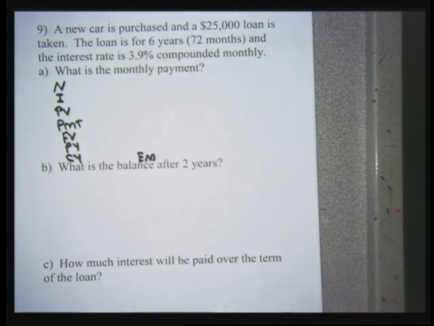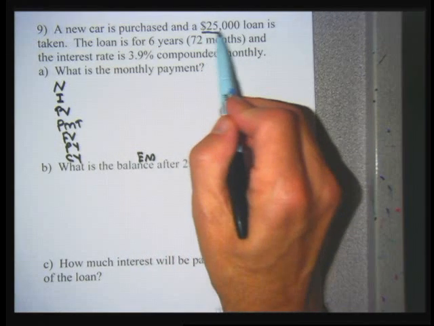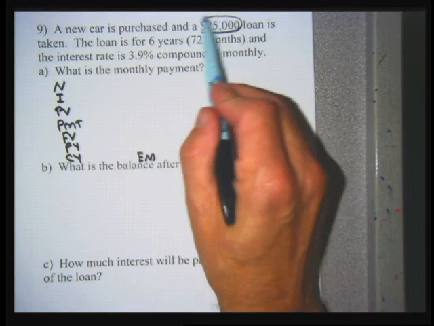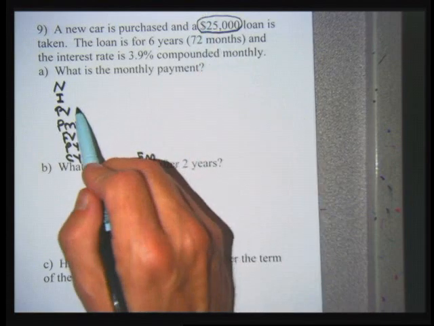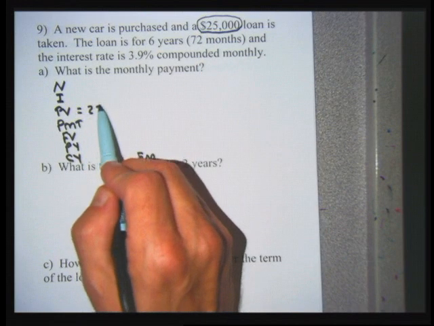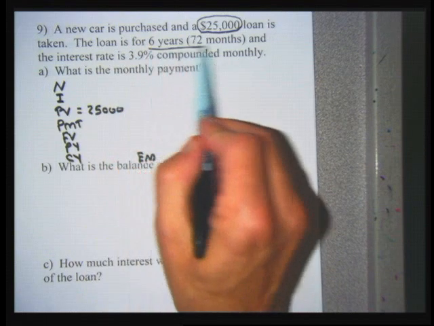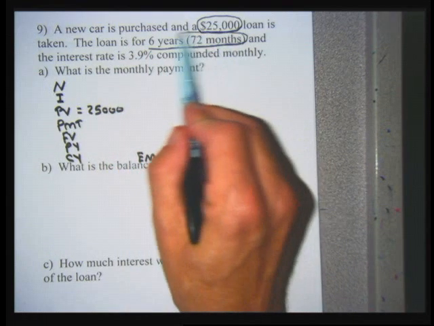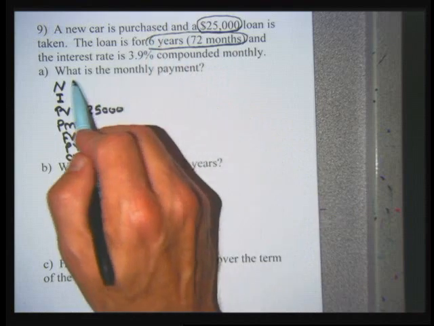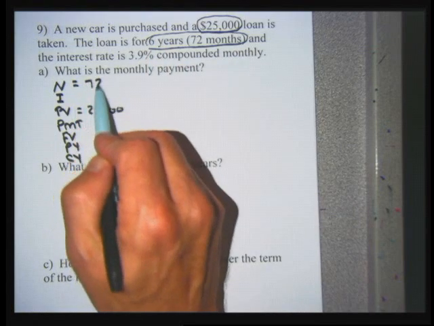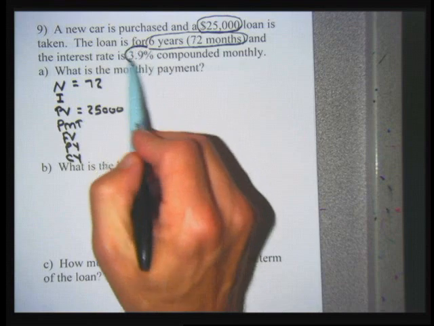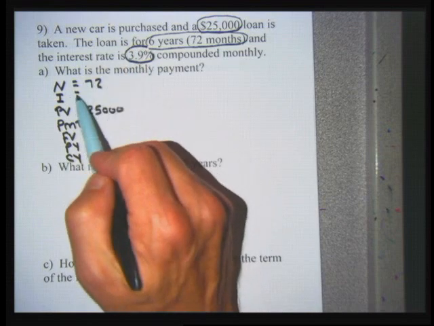So as I read through this problem, a car loan of $25,000, that's the loan amount, that's the PV, and it goes in as a positive. The next group of numbers that I see are 6 years, which is 72 months. That's the N. The other number I see is 3.9%, which is an interest rate.